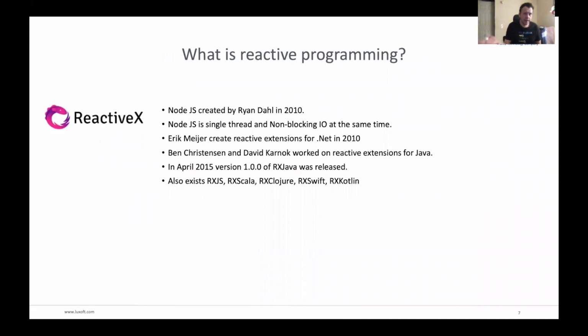Well, RxJava or Reactive X, as it is known right now, was born because this guy, Erik Meijer, created Reactive Extensions for .NET in 2010. Erik Meijer, an engineer at Microsoft, put the basis of reactive programming and also of the RX specification for all the languages. As you can see, we have RxJS, RxScala, RxClojure, even RxSwift, and also RxKotlin.